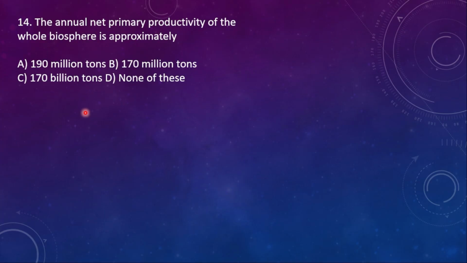And the next question, question number 14. The annual net primary productivity of whole biosphere is approximately: A. 190 million tons, B. 170 million tons, C. 170 billion tons, D. none of this. Here the right option is option C, 170 billion tons.